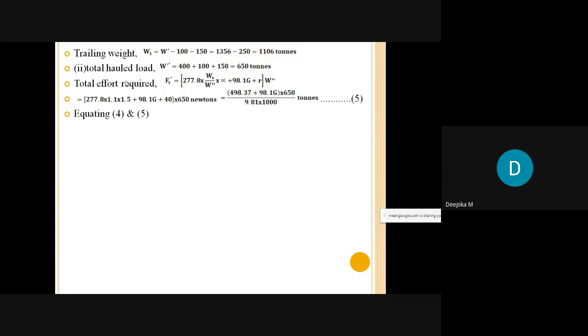So when I equate equation 4 and 5, what would be the answer? Which is nothing but... So which is nothing but what? Let us equate these two equations.